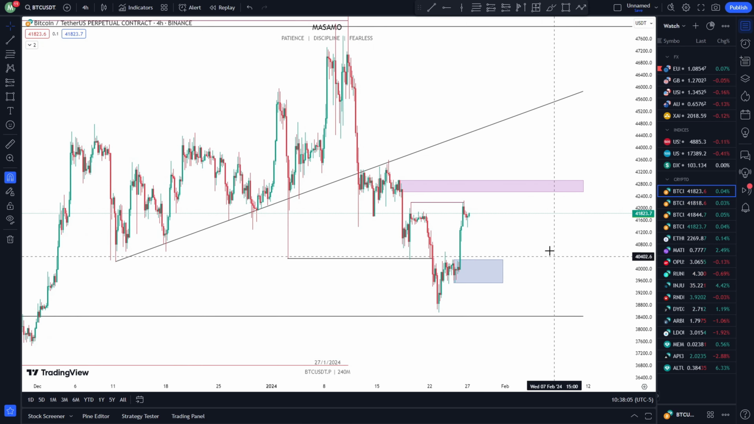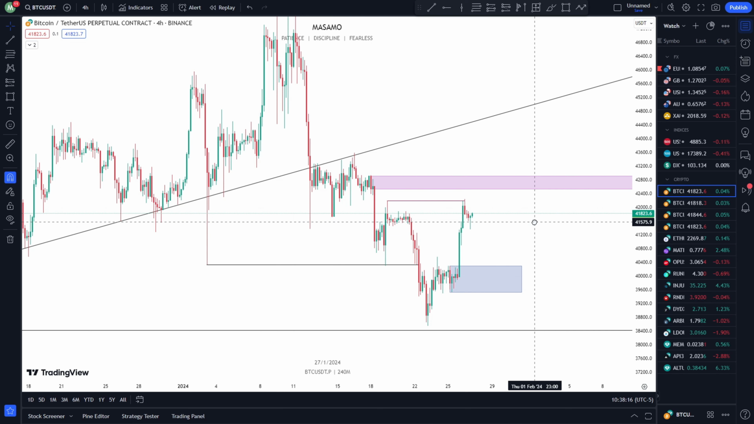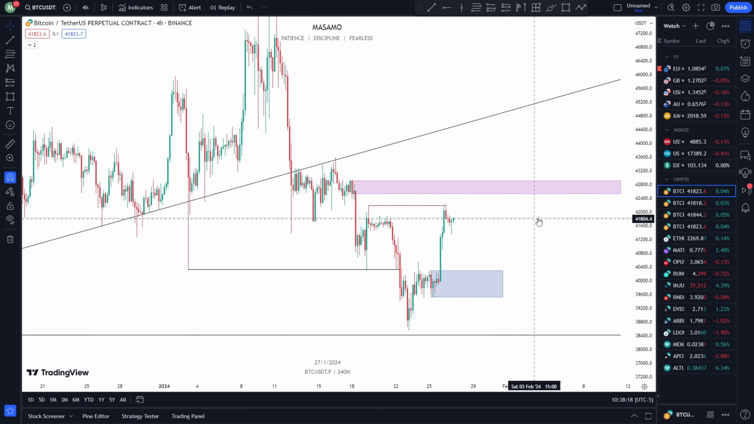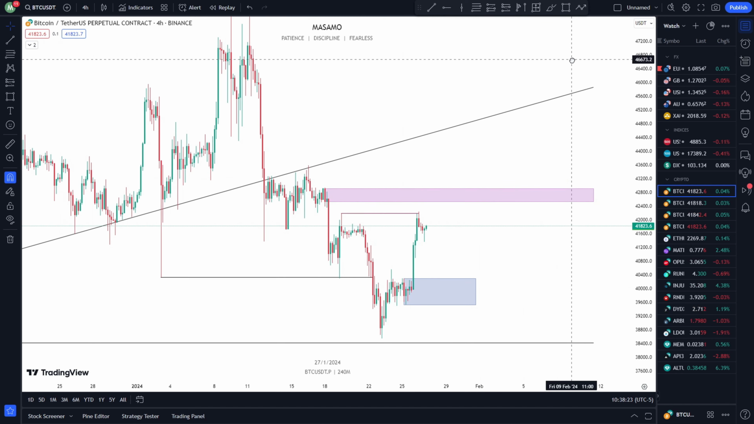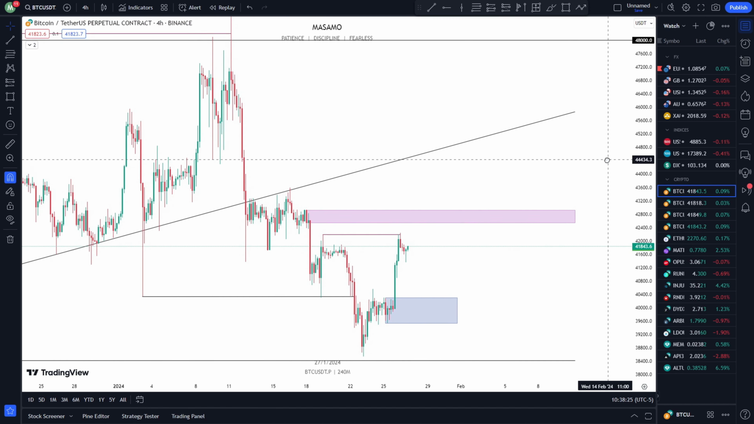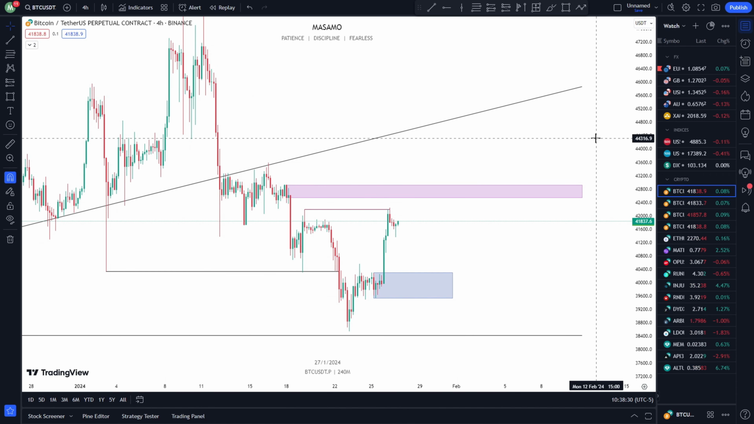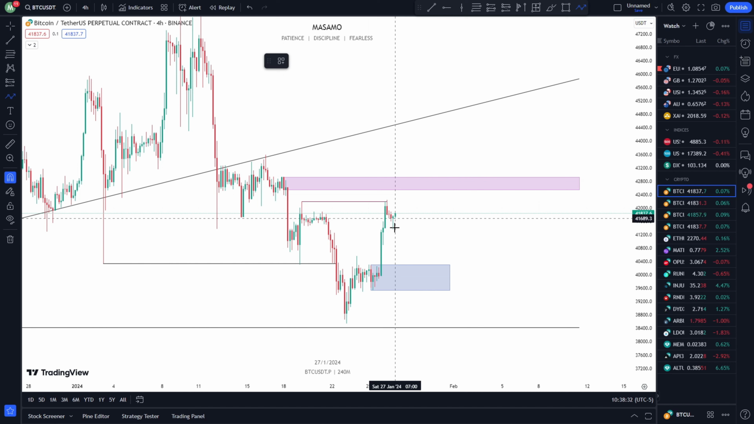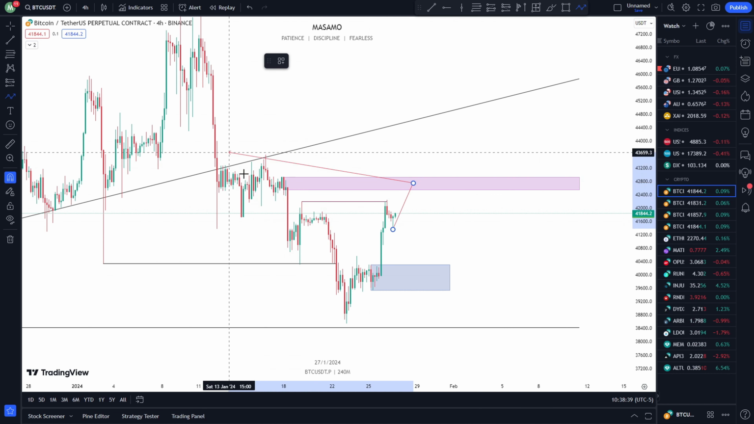So after this dump we came all the way up to here and we made an SFP of this high, which means swing failure pattern. And right now what I think is that we have a couple options where we can go, and I will share the plan for every situation. In the first case, if we go up right now and make another high, I don't think that price will have a major rejection from this area.